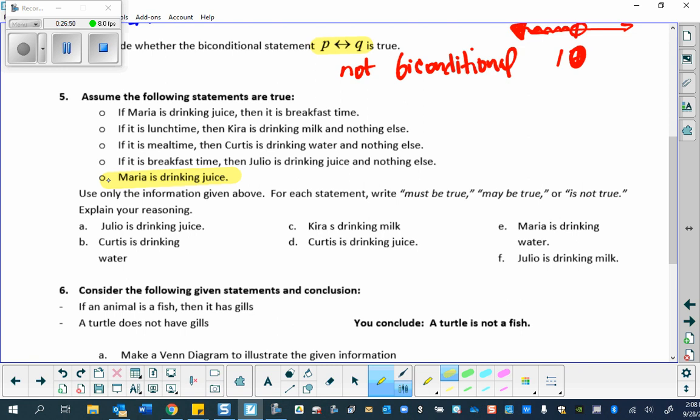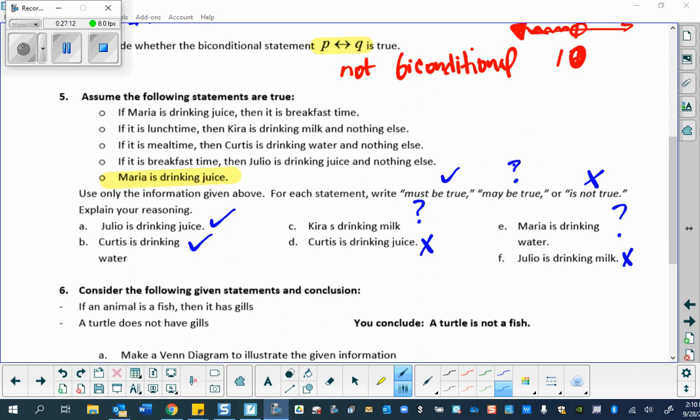So given that she's drinking juice and all those other conditions above, figure out whether for A through F, each statement must be true, may be true, or is not true. Turn and talk to your partner. Say, let's go.